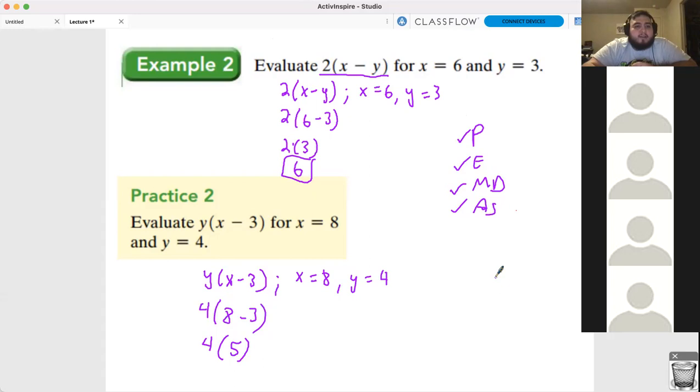And then what's the final step? What do we do with the 4 and the 5? 4 times 5, which is 20, and we're done.